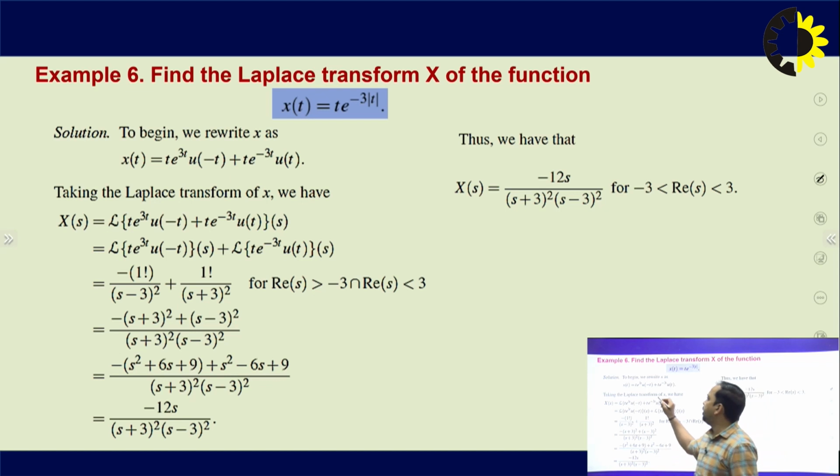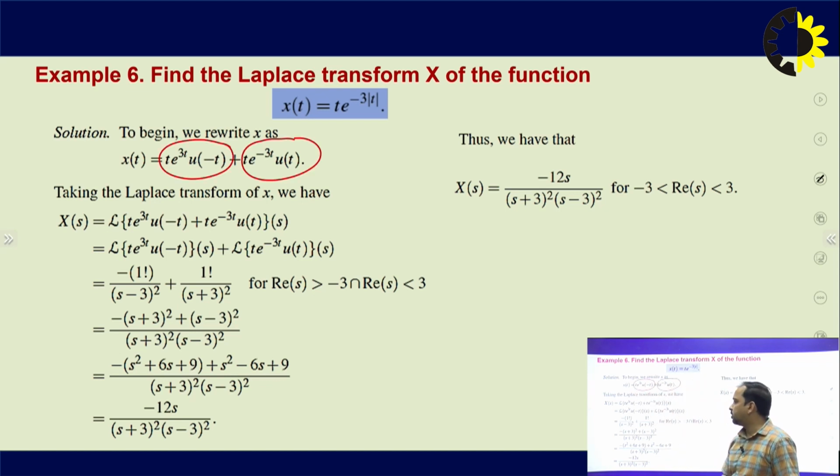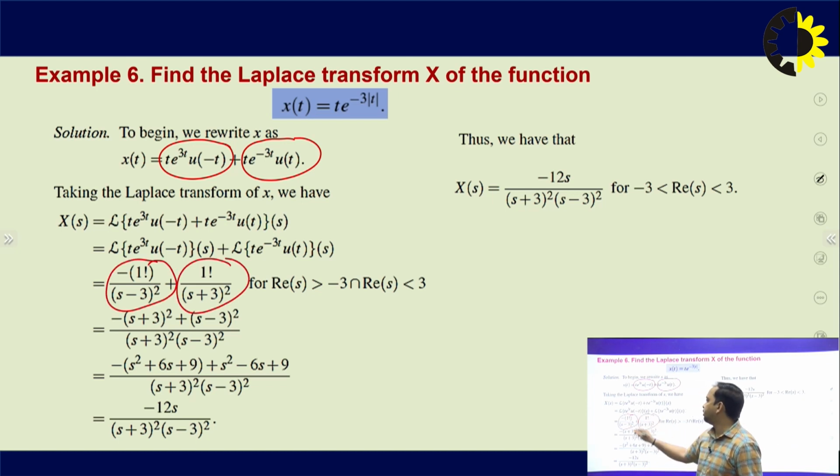So basically individually we can calculate the transform for these two, and we can use the linearity property which says that x(t) equals, let's say, a1 times x1 plus a2 times x2. So naturally the transform will be the addition of both, X1 plus X2. So by solving this further, individually we can see what the corresponding ROCs are.